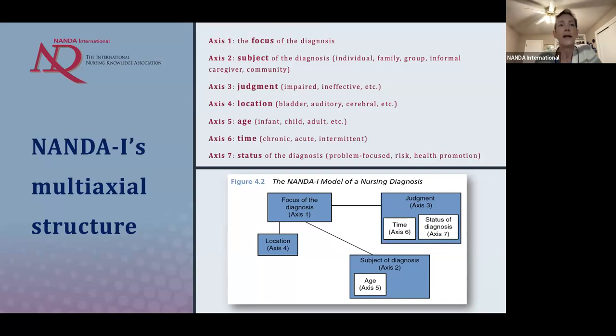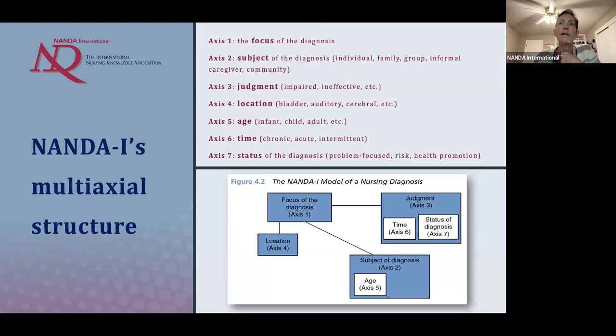Axis 2 is the subject of the diagnosis. Here it's the person, the family, it could be a community, it could be an informal caregiver, for example. So this is, who are we talking about when we are considering this diagnosis? This seems obvious, but it can get tricky, especially with some of the diagnoses around nutrition in infants. Some of the defining characteristics or related factors may be more specific to the individual who is feeding the infant, and some are specific to the infant alone. So the question gets asked sometimes, who is the patient here? Is it the parent who's feeding the baby, or is it the baby who is getting the food? It's really important that we're clear about who we are talking about in those definitions and in our axes terms.